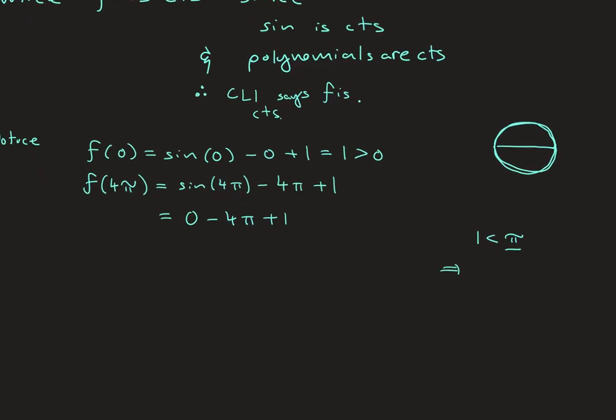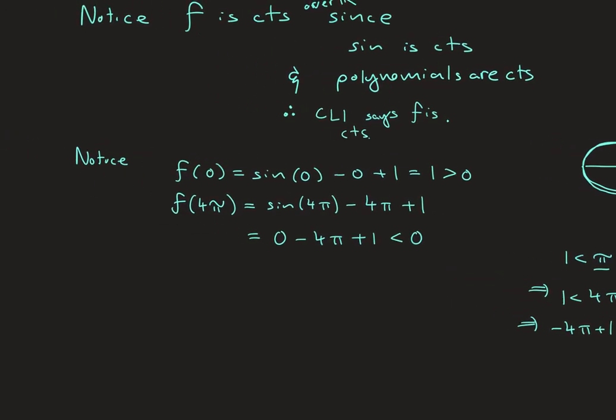But that implies that, how about this, 1 is less than 4 pi. And that implies that negative 4 pi plus 1 is less than 0. Okay. Definitely overkill. So f of 4 pi is less than 0, which is less than f of 0.